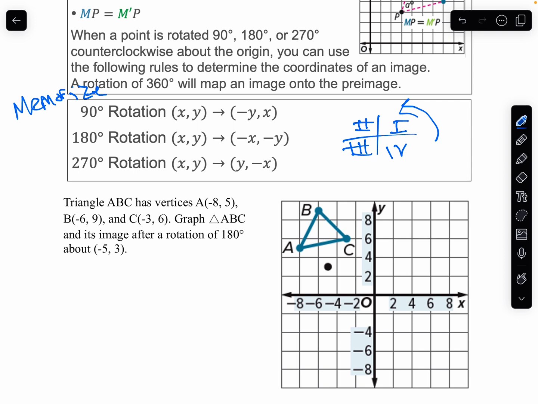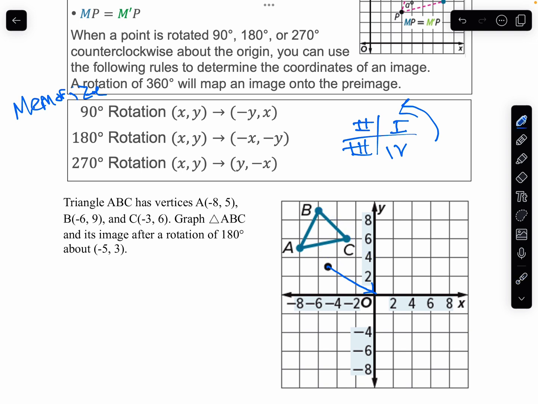So I've got this triangle here. I've graphed it for you. Rather than rotating it around the origin, we're going to rotate it around the point -5, 3. Well, when I say that, what we're going to do is kind of cheat. I'm going to move that rotation center to 0, 0, which means I'm going to move all of my points that same distance and direction.